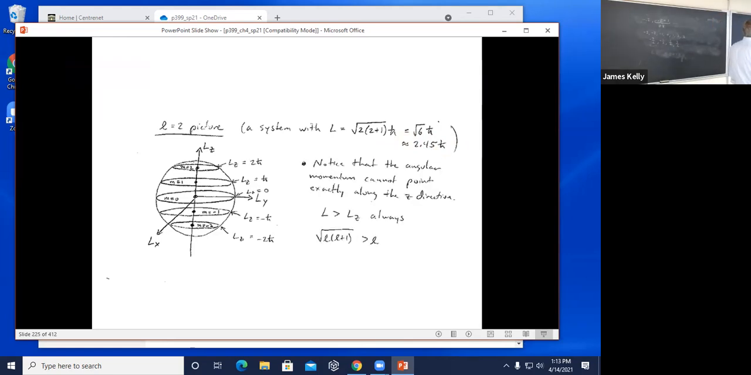In this case, and this is always true in these cases, the momentum never points exactly along the z direction. In other words, the z momentum in this case is at most 2 h bar, but the total angular momentum is 2.45 h bar. And so the z momentum is always a little bit less than the total angular momentum.